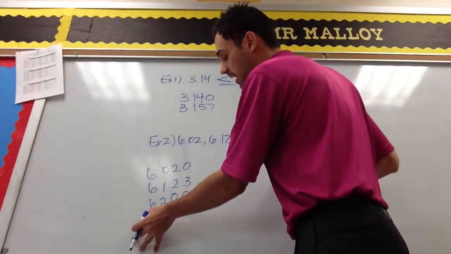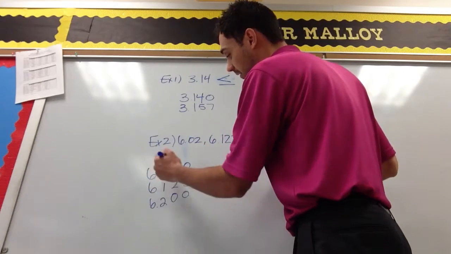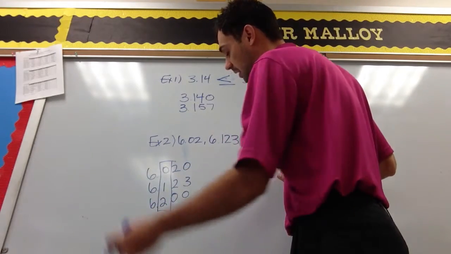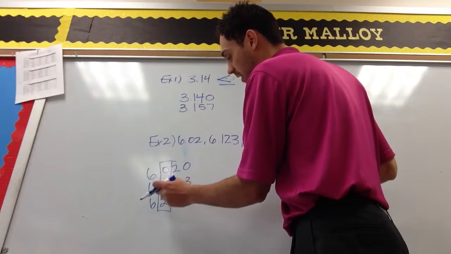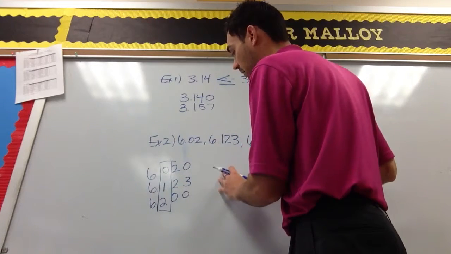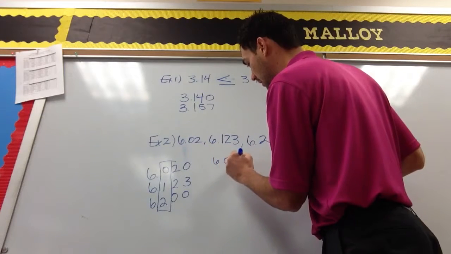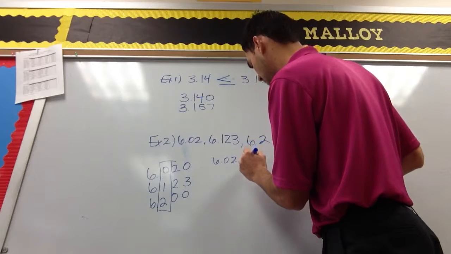I start on the left. The 6s are the same. I get to the tenths place, and notice this is where I'm going to be able to decide. So here I have none, 1 tenth, 2 tenths. So what do we know? They're already in order.